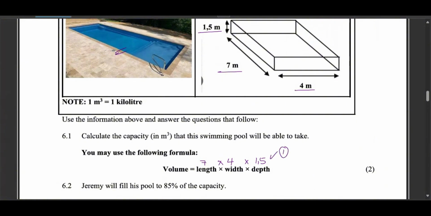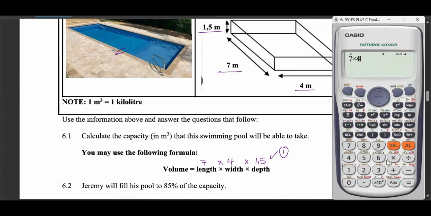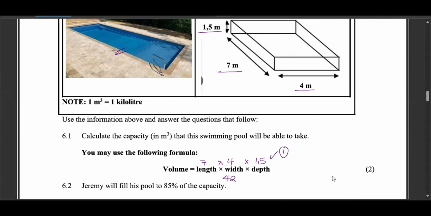Having done this, replacing wherever it's supposed to be, use your calculator. Please use your calculator. Don't rush. No one is chasing you. So the final answer became 42. Don't forget the units, meters cubed. 2 marks. All right, there we go.